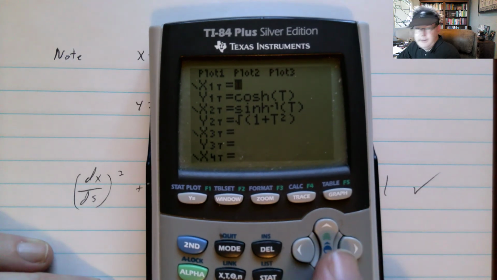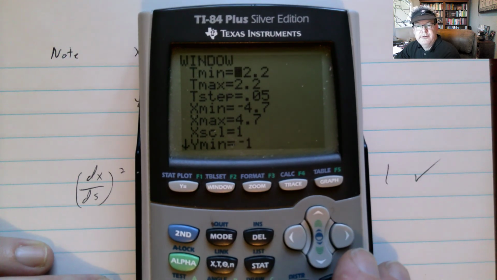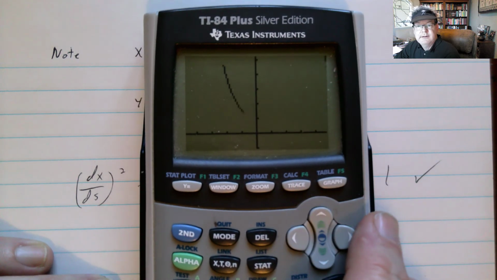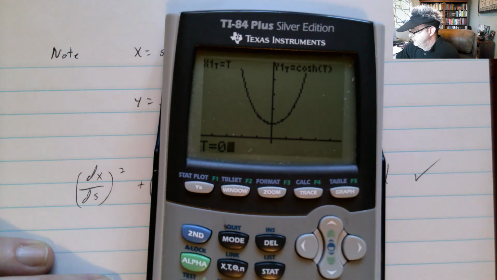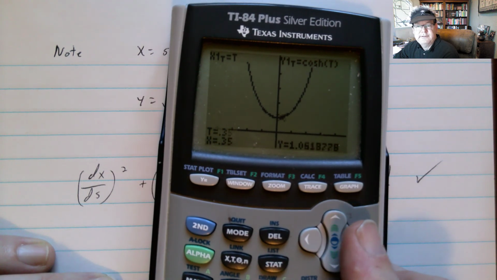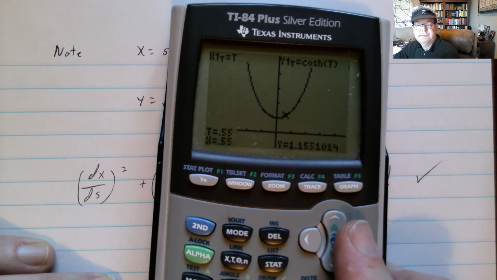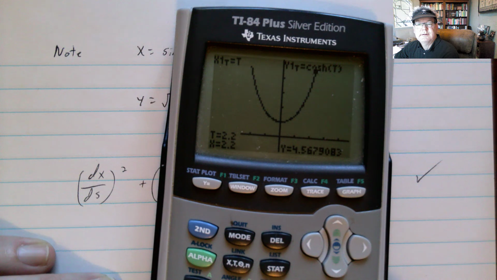If we want to see it here, if I look at my window, I'll go negative 2.2 to 2.2, and there's the hyperbolic cosine I can trace. Go to 0, and x is t, so they're always going to match. And I can go to 2.2. That's how far I graphed.